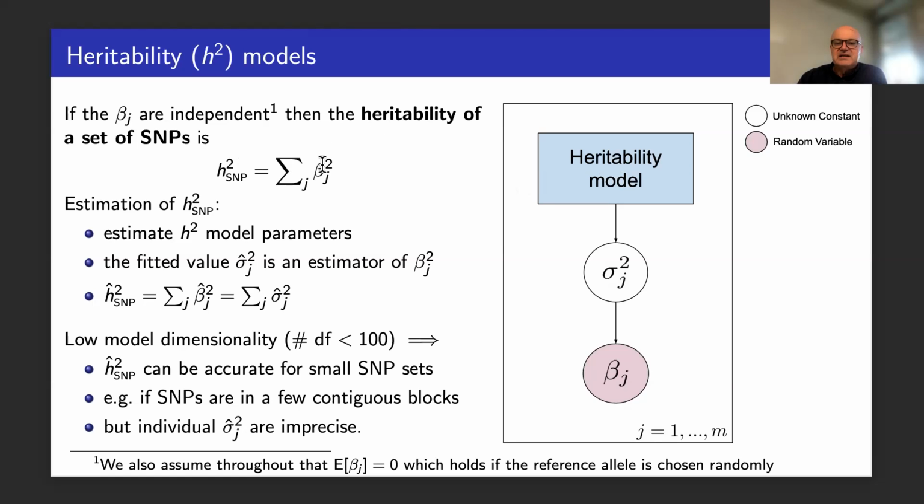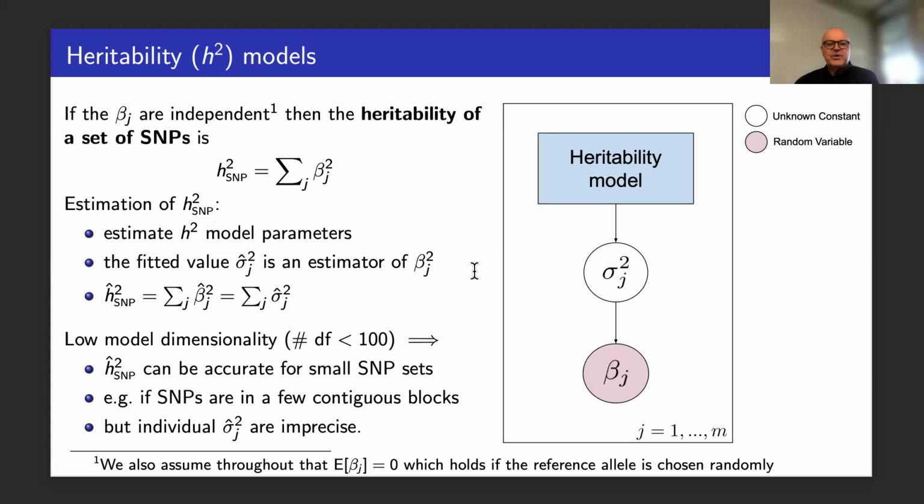I've already mentioned that in our setup with standardized phenotypes and genotypes, the variance of the squared effect size is the heritability. If those effects were correlated, the heritability wouldn't be just a sum of the squared effect sizes. But under our assumption of at least uncorrelated effects, you can just add up the squared effect sizes to get the heritability of a set of SNPs. So our basic framework is to estimate the heritability. I just use this H squared symbol as shorthand for the word heritability. Estimate the heritability model parameters.